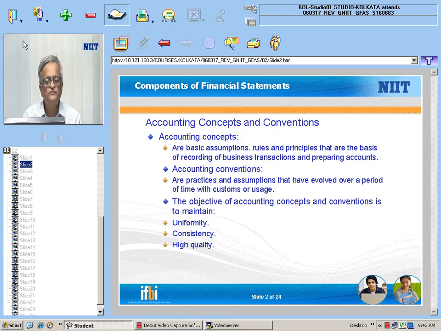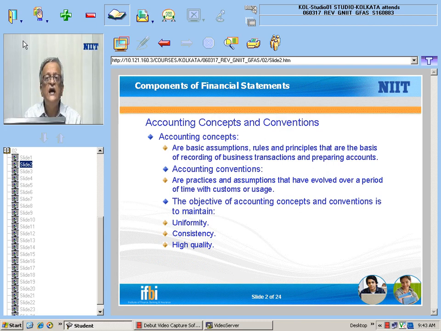Second point, accounting convention. Convention, as I told you, means the way something is done. So what are accounting conventions? Practices and assumptions that have evolved, that means developed, over a period of time with customs or usage. So that is the meaning of convention: accepted usage, accepted way of doing something.